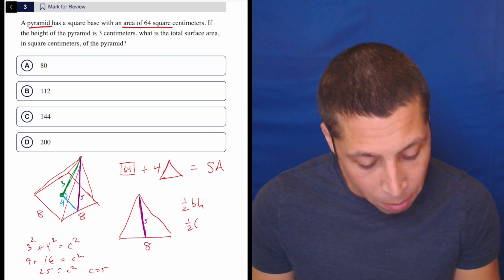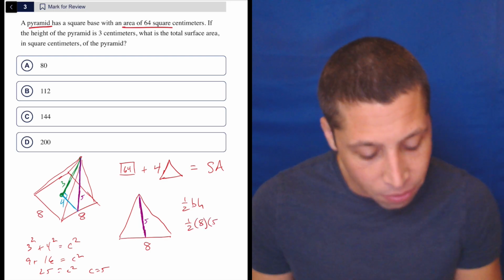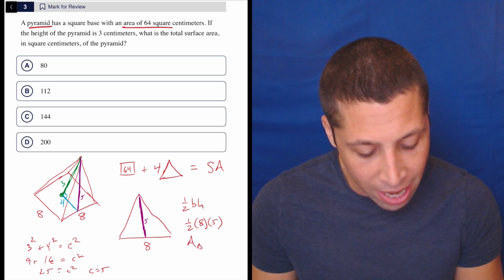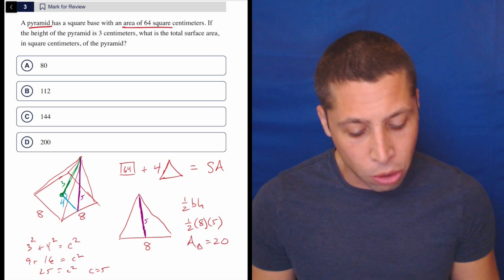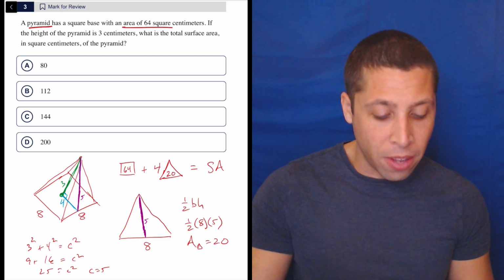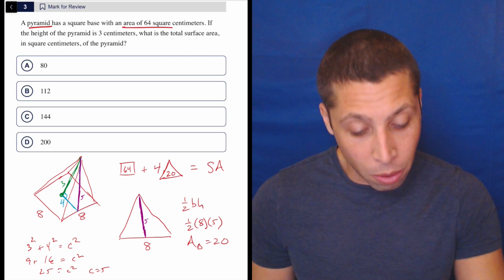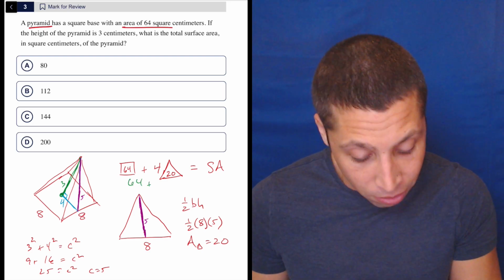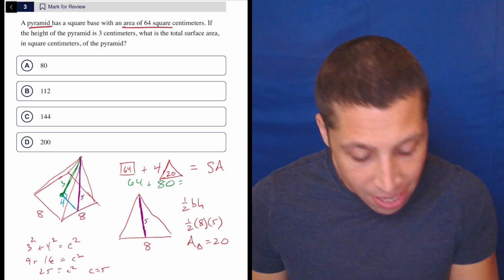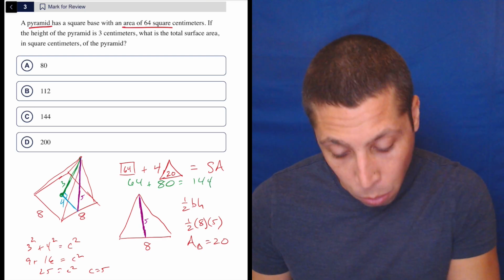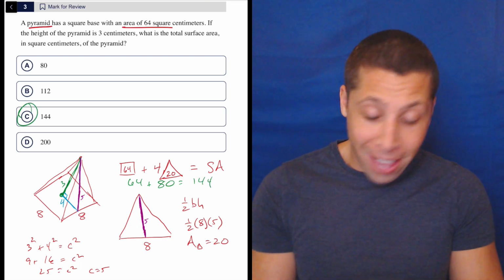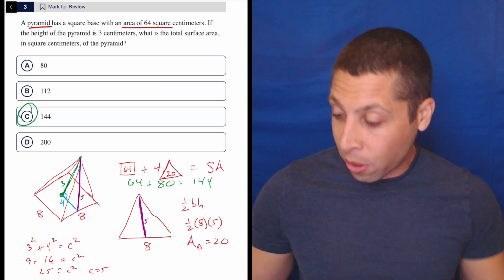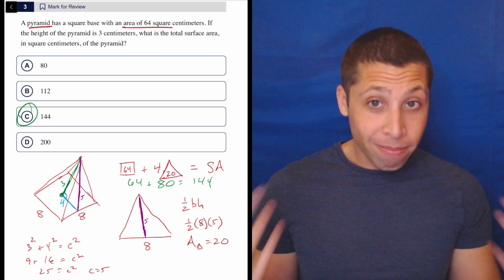So that's 1/2. The base is 8. The height is 5. So 1/2 of 8 is 4. 4 times 5 is 20. So the area of one of these triangles is 20. But remember, that's one of them. There's 4 of them. So we're going to add 64 plus 4 times 20, which is 80. Just double check that because I'm a little nervous here, but 64 plus 80 is 144. So there you go. That is it. Choice C.